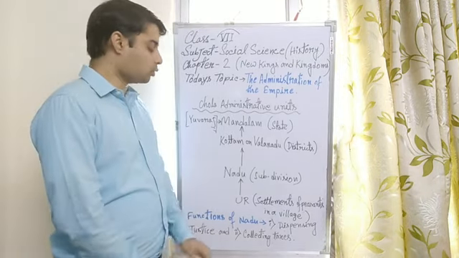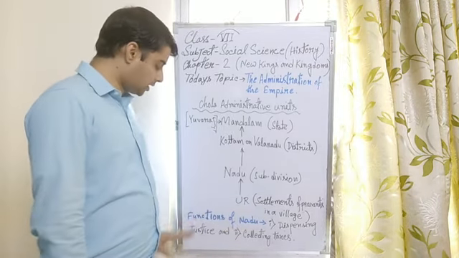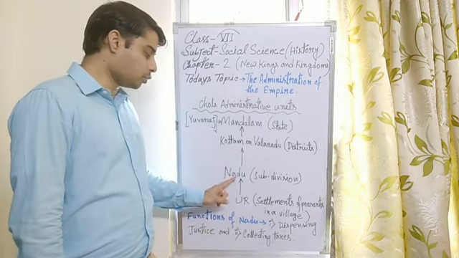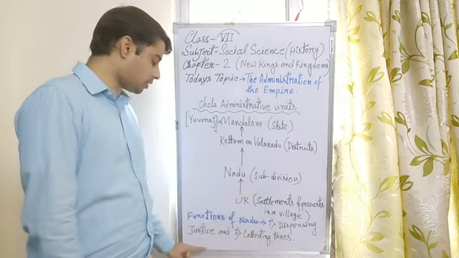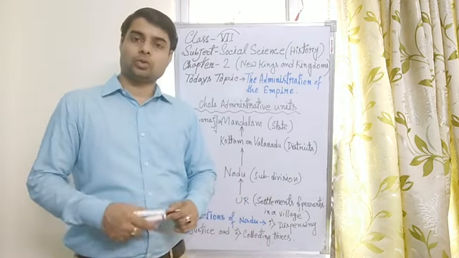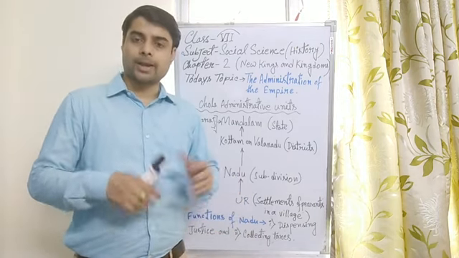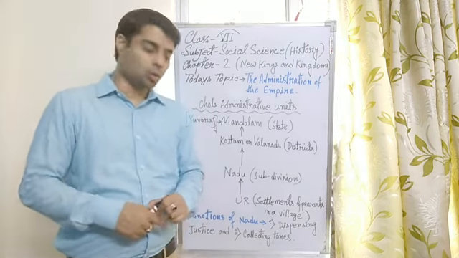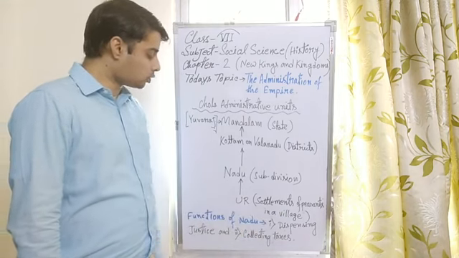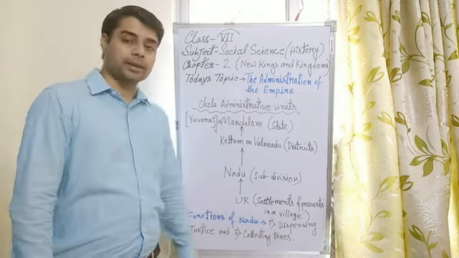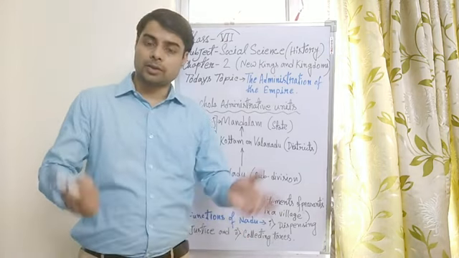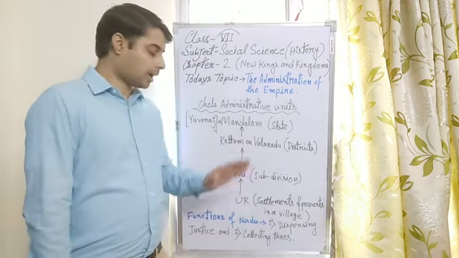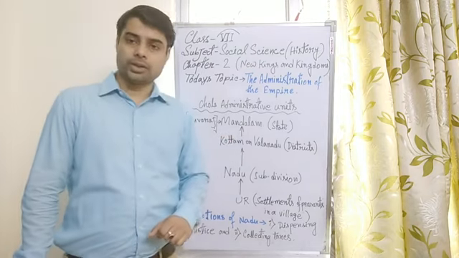What is the function of Nadu? Number 1, the administrative function is dispensing justice. They organized a court and gave justice to the people living under the jurisdiction of Nadu. Number 2, their duty was collecting taxes. They collected taxes from the villages and the Urs and gave it to the higher authorities.